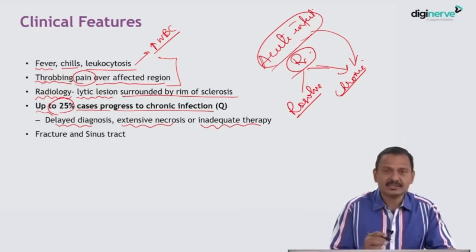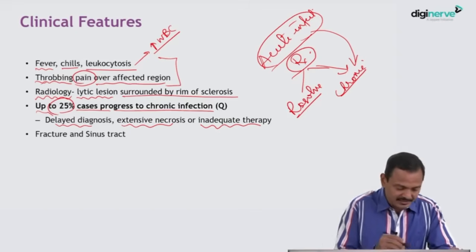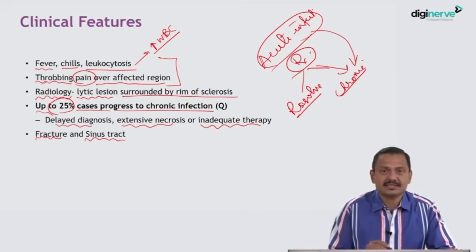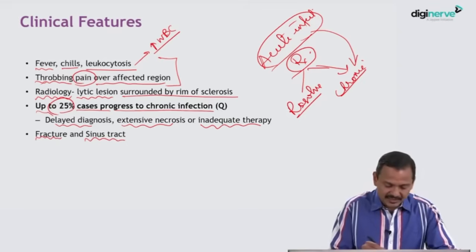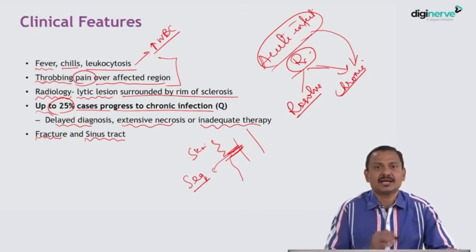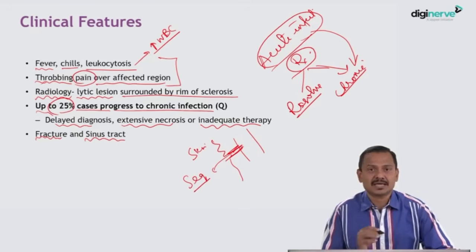Okay. And once there is chronic osteomyelitis, there is every possibility of fracture and sinus tract formation, that is a discharging sinus, a continuation or a tract between the bone and the skin. So this is the discharging sinus through which sequestrum can be seen, as we had discussed in our case scenario.